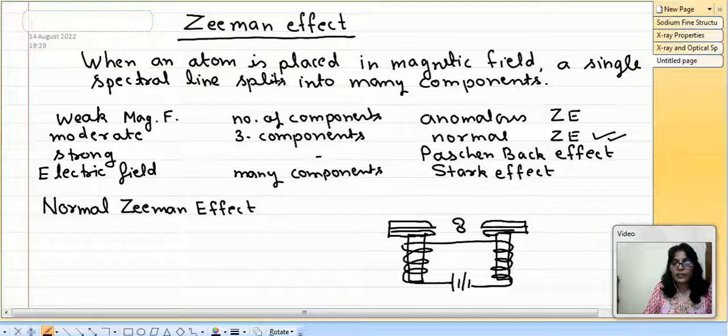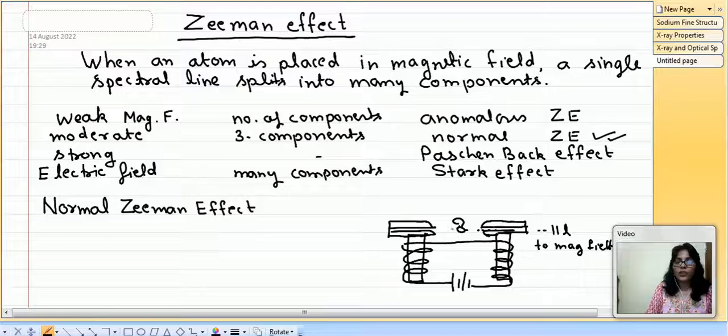And then we can see the spectral lines through the gap of these poles, that is, parallel to the magnetic field, because the direction of the magnetic field will be like this, either from here to here or from here to here, depending on the polarity of the two poles. So we can see parallel to the magnetic field, and we can also see the spectrum perpendicular to the magnetic field.